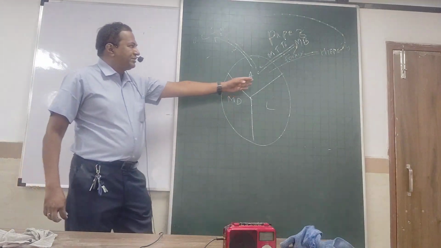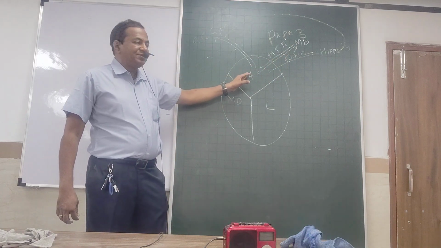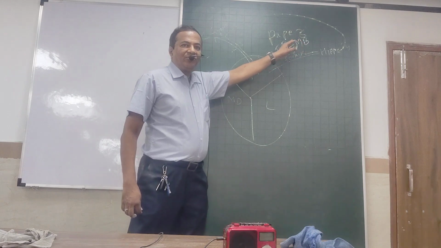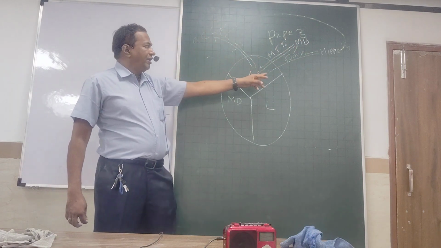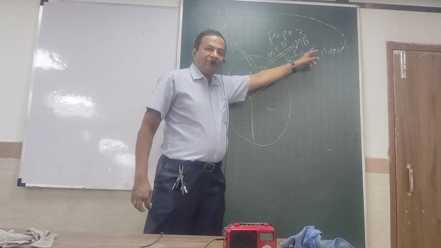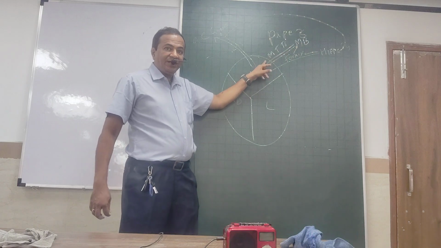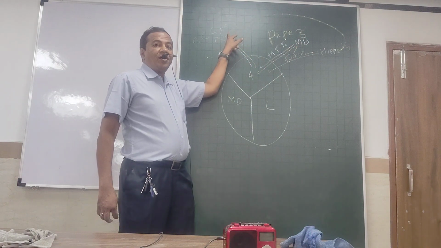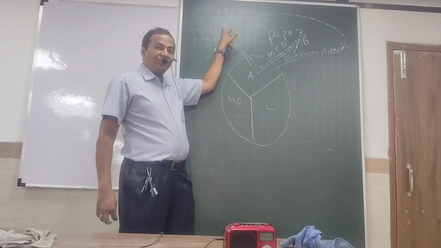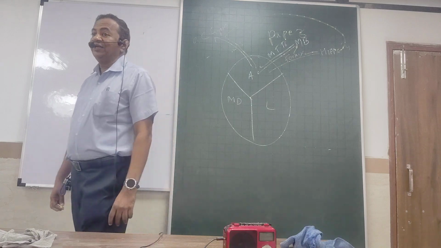So firstly we studied hippocampus, fornix, mammillary body, mammillothalamic tract, anterior thalamic nucleus, and efferent goes like this. Now I have drawn for you hippocampus, fornix, mammillary body, mammillothalamic tract, anterior thalamic nucleus, cingulum, cingulate gyrus, and back to hippocampus. This is the Papez circuit for recent memory.